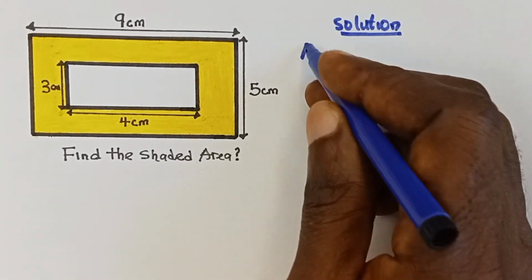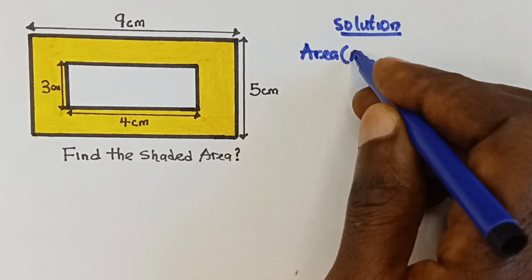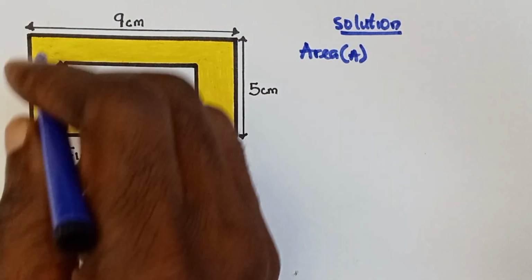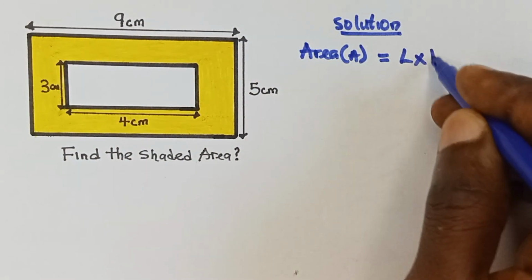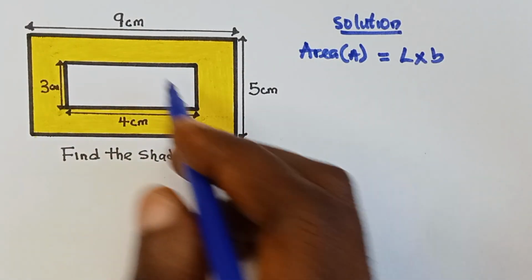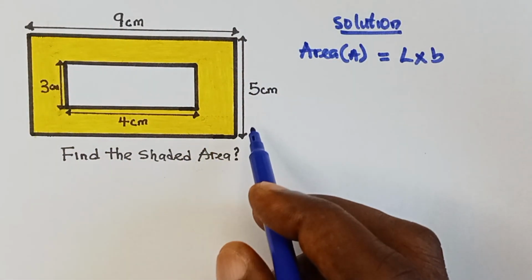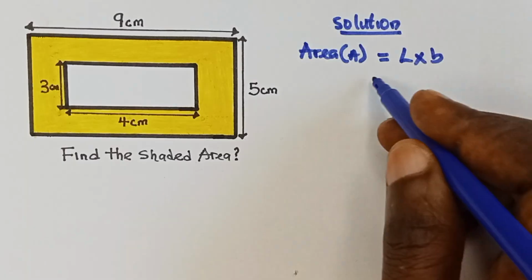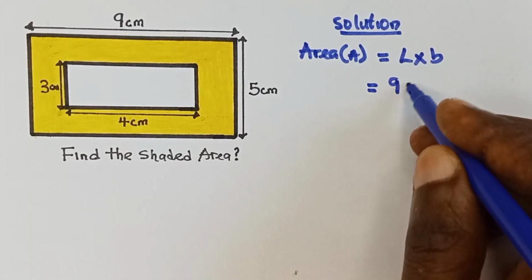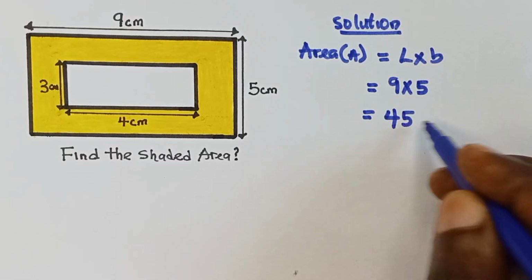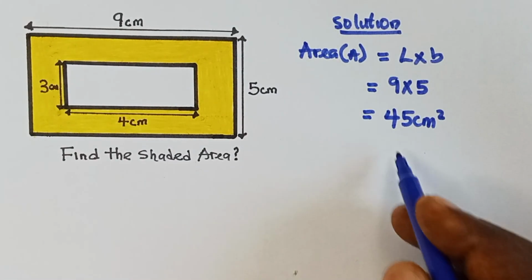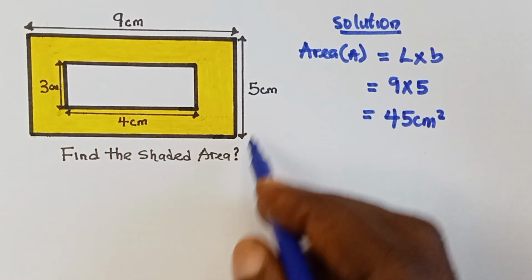Let's say the bigger rectangle is rectangle A, and the area of a rectangle is length times breadth. So what's the length? We have the length and the breadth of this bigger rectangle, and we're going to find the area. That is 9 times 5, which gives us 45 centimeters square. So this is the area of the bigger rectangle.